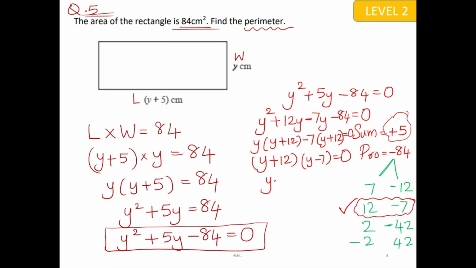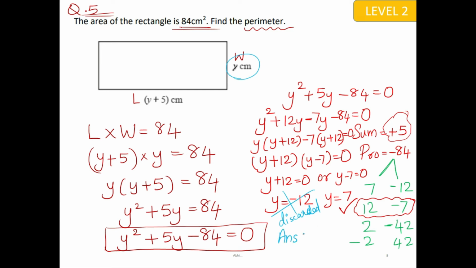I have two values: either y plus 12 equals 0 or y minus 7 equals 0. So the two values for y are y equals negative 12 and y equals 7. Now since we are talking about the length, we cannot have a negative value. I'll be discarding y equals negative 12 and my answer is y equals 7.